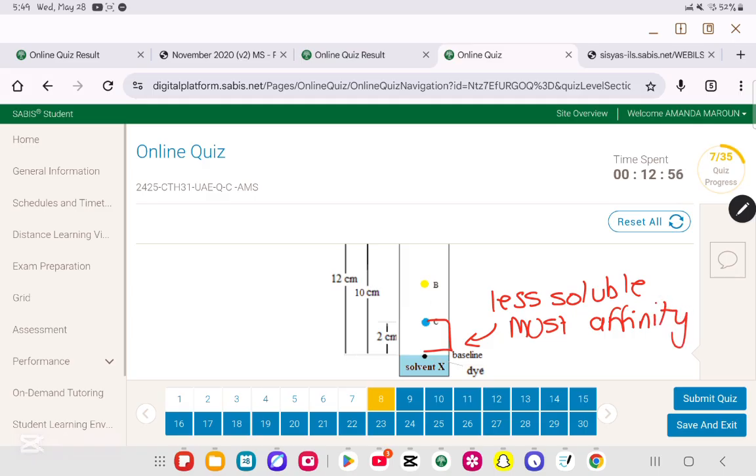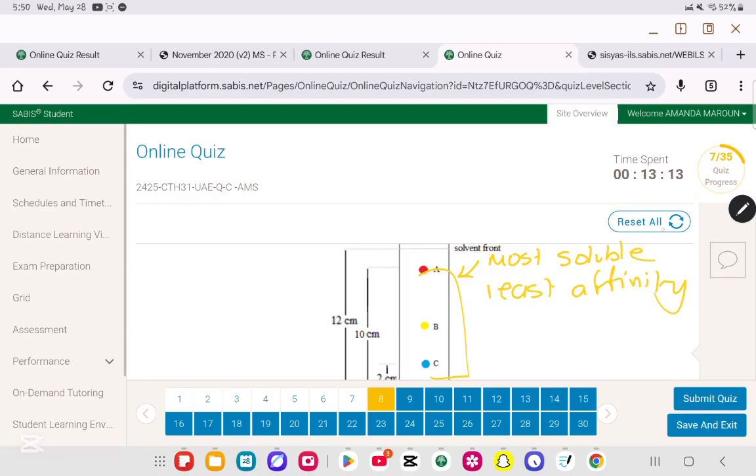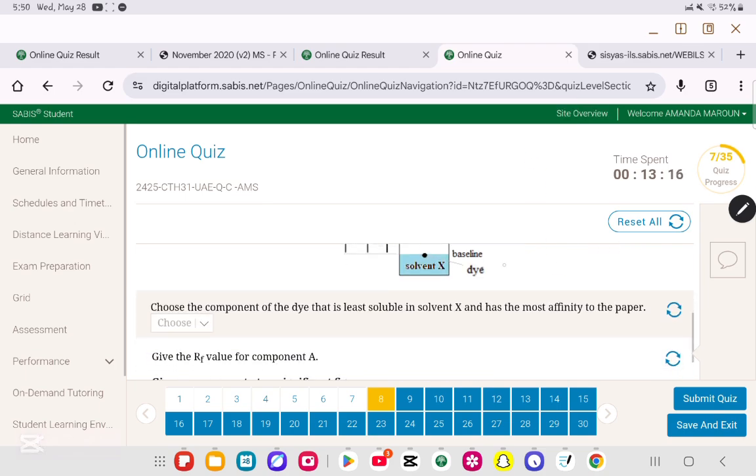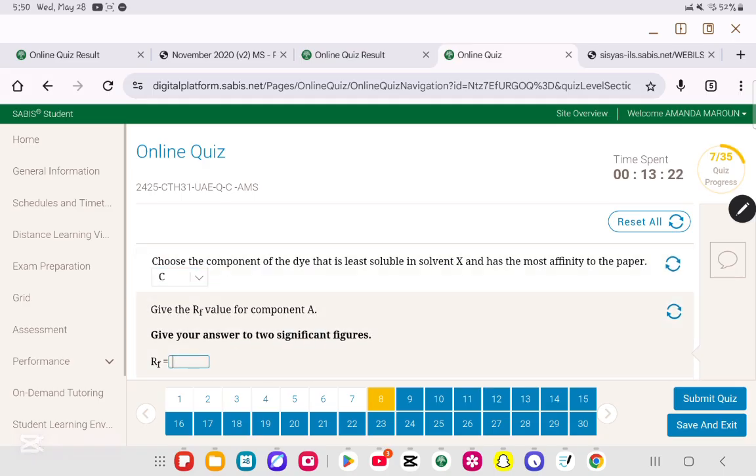So the closer it is, that means it's less soluble and it has more affinity, whereas the farther it is, if it's over here, for example, this is gonna be the most soluble and it has the least affinity. So in this case, which one is the least soluble and has the most affinity to the paper? It is dye C, because it's the closest to the baseline. Okay, we move on to the next part.